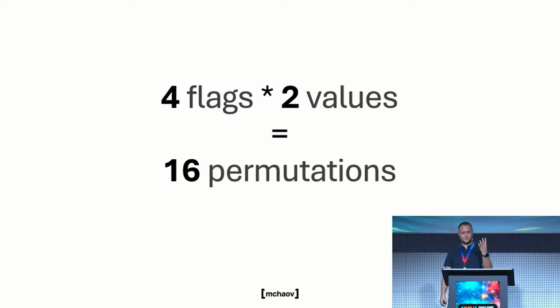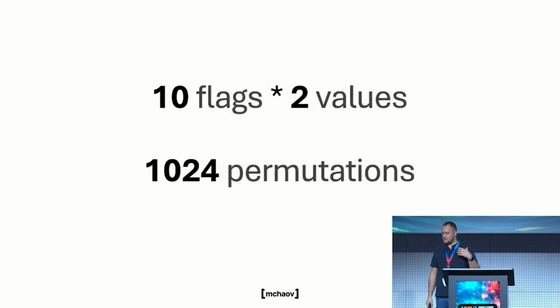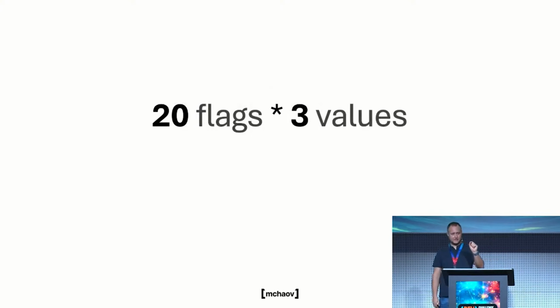Because if you have 4 flags with 2 values each, the permutation gives you 16 permutations, not 8. So cyclomatic complexity of 8 is not sufficient to handle all the possible variations of these flag values. And this becomes more interesting with the number of flags. If you have 10 flags with 2 values, you're getting 1,000 plus permutations. And by the way, that's not a problem of the number of flags, it's a problem of the exponent. Can you guess how large is this number on top of your head?